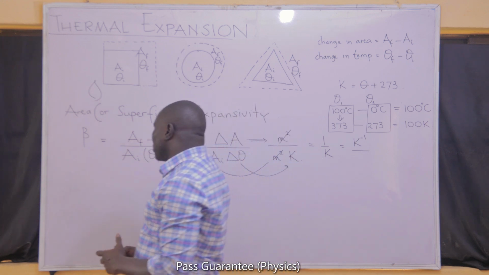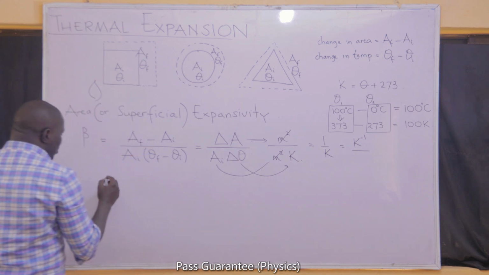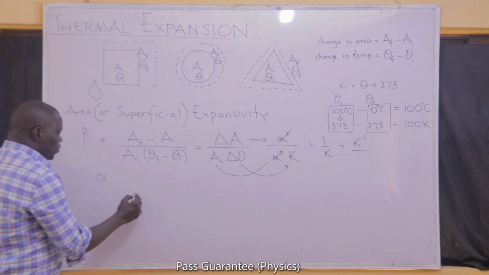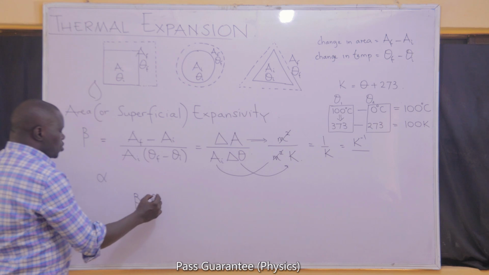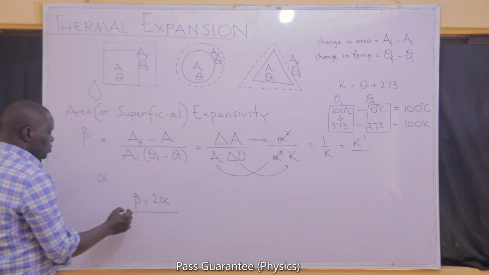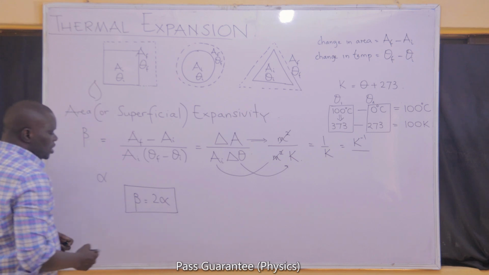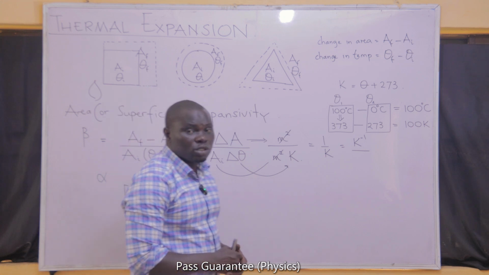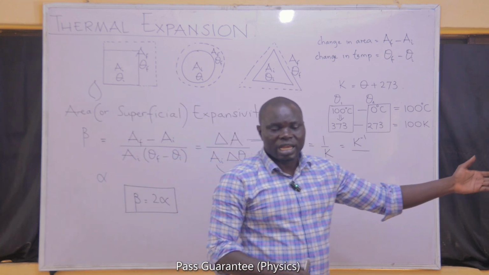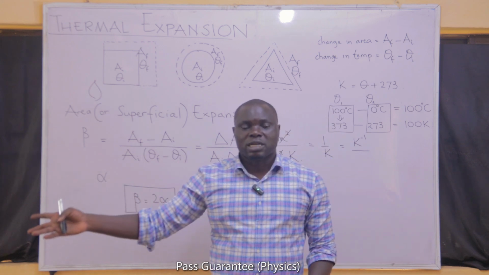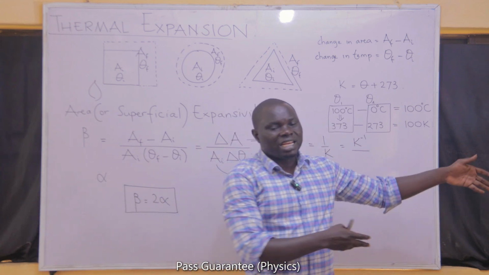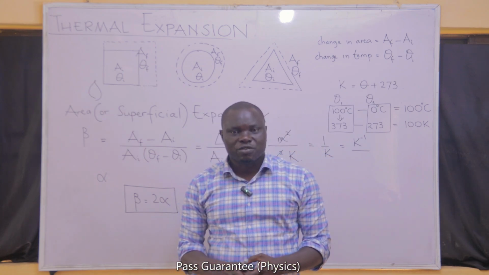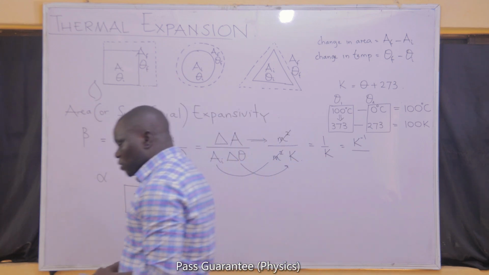If while solving a question on areal expansion, they decide to give you linear expansivity, please understand that the coefficient of areal expansion is 2 multiplied by the coefficient of linear expansion. The coefficient of areal expansion is 2 multiplied by the coefficient of linear expansion. We use linear expansion for linear expansivity problems, length. We use areal expansion for areal expansivity problems. Where you are given linear expansivity for an area problem, you must multiply it by 2 to get the areal expansivity before you can proceed with that particular question.